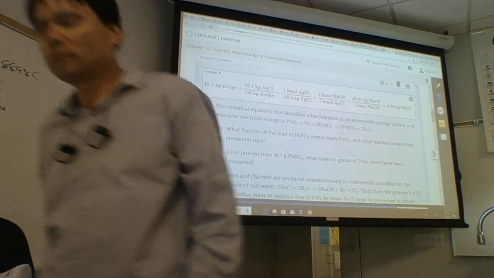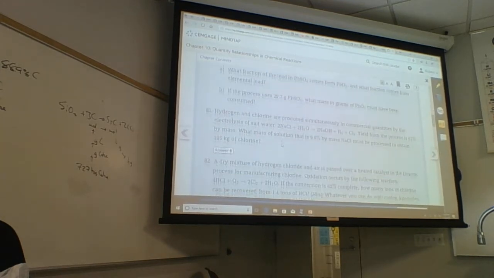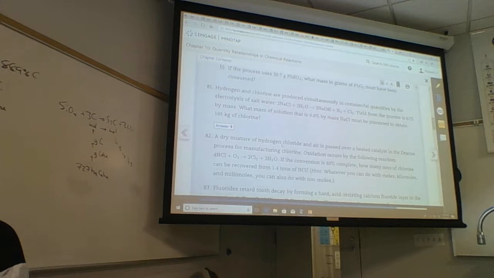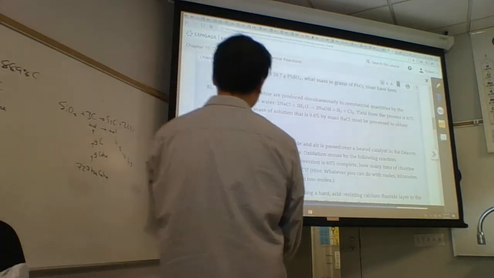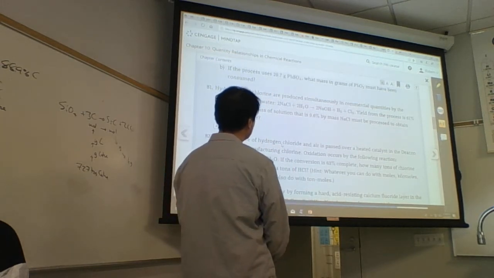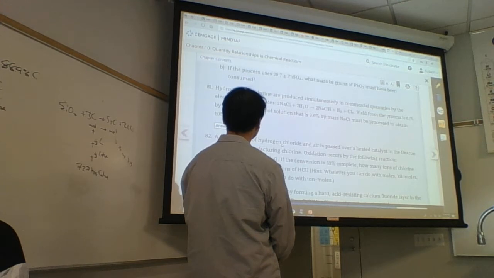It's just a straightforward stoichiometry from part B. 81. Hydrogen and chlorine are produced simultaneously in commercial quantities by the electrolysis of salt water. This is a redox reaction. Yield from the process is 61% by mass. What mass of solution, that is 9.6% sodium chloride, must be processed to obtain 105 kilograms of chlorine?